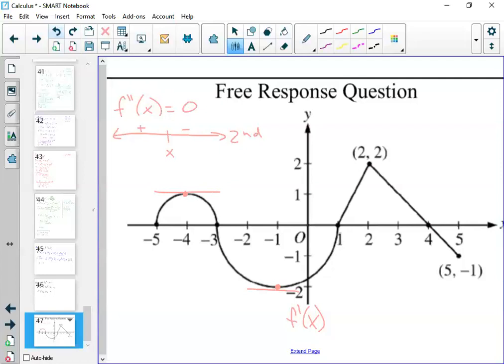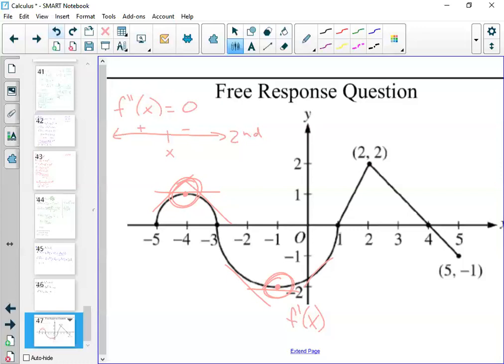And then we just have to confirm. To the left and to the right, does the slope change sign? Well, to the left of this point, we have a positive slope. To the right, we have a negative slope. So that means that this is an inflection point. And similarly, we have a negative slope and then a positive slope. That means that is also an inflection point.